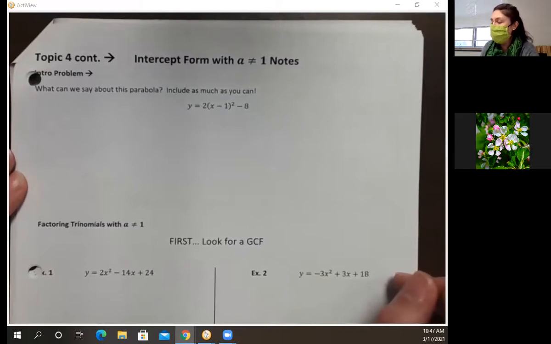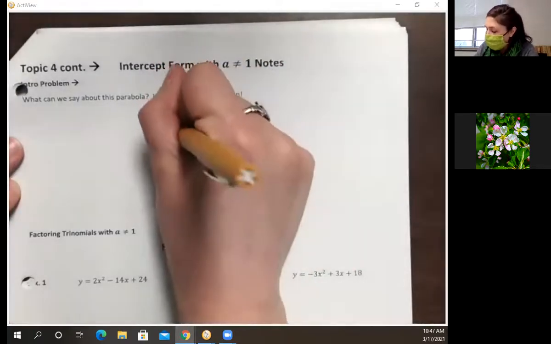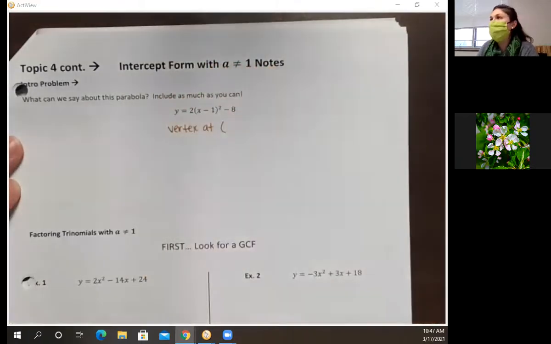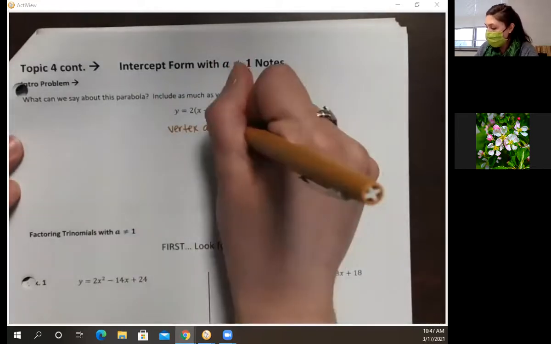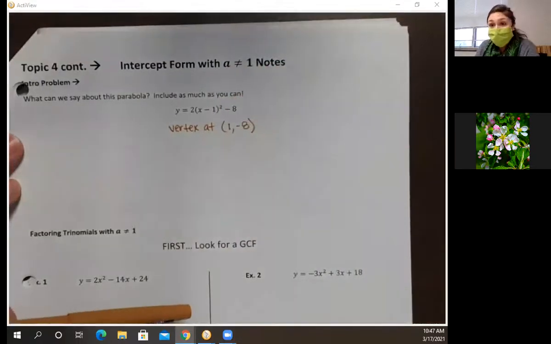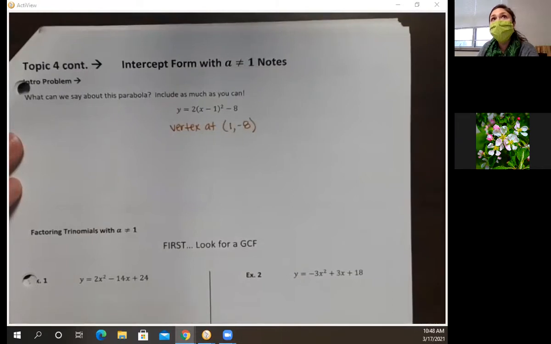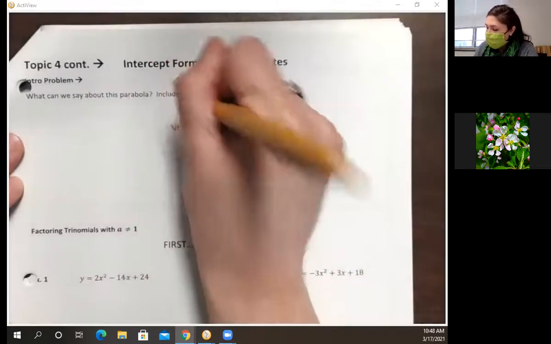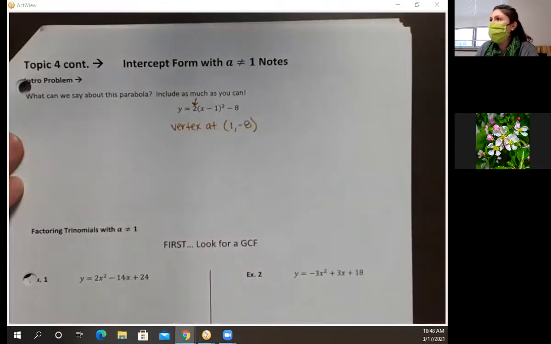We've got vertex form. So how about we identify the vertex? Where's the vertex for this parabola? 1, -8. We have vertex form, so we can pick out the vertex. Our lead coefficient, our a value, also gives us some important information about the graph of our function.